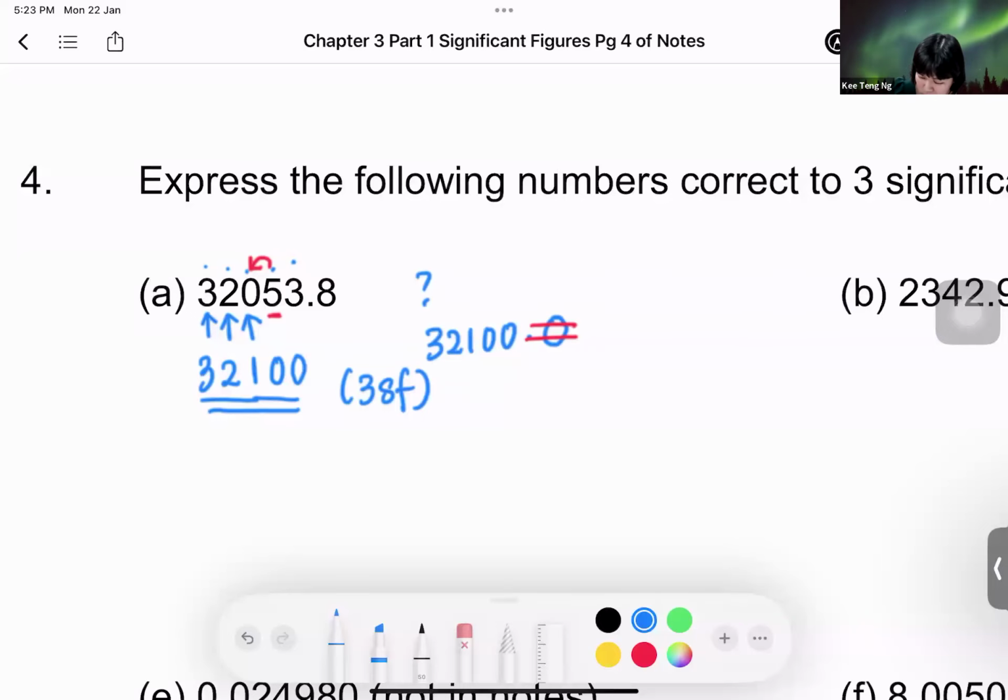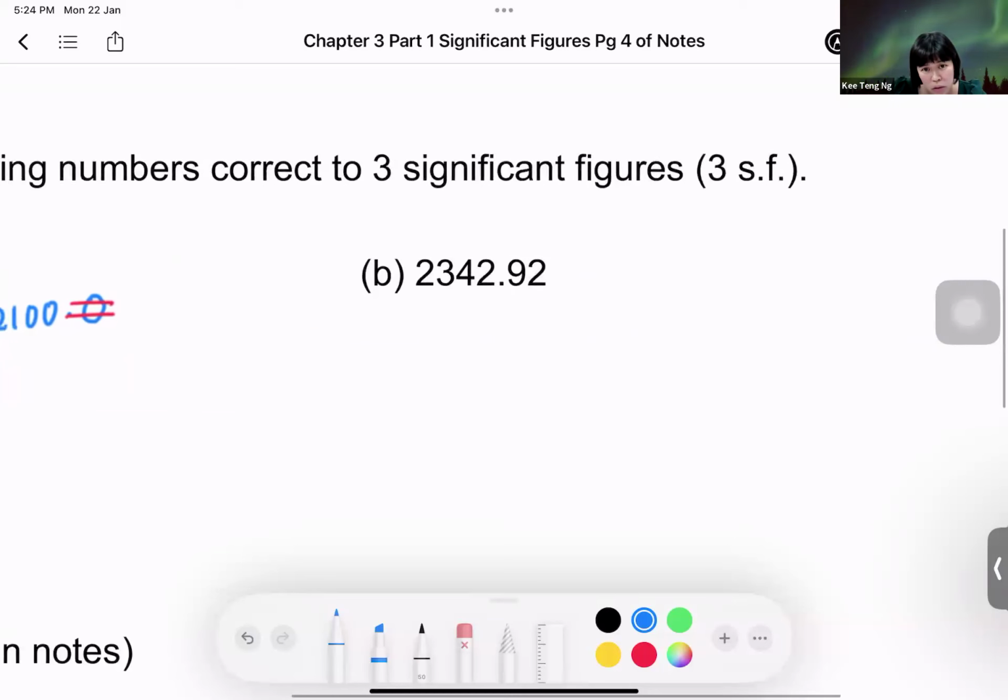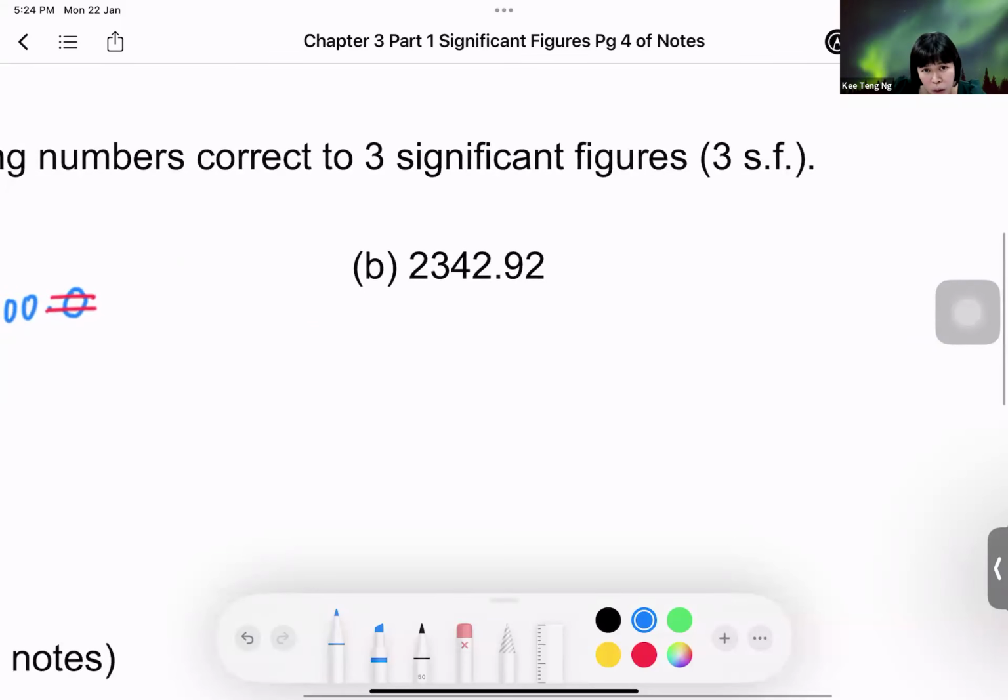Okay. Next question, we try one more, right? Round off this number correct to 3 significant figures. So what's the 3 significant figure? The first non-zero number, 2, 1, 2, 3. Now let's look at the digit behind it. Do we round up or round down? So we leave it the same. So that would be 2, 3, 4. But we need to add a 0 to make it in the correct place value. 1, 10, 100, 1,000. So I need 2,300.